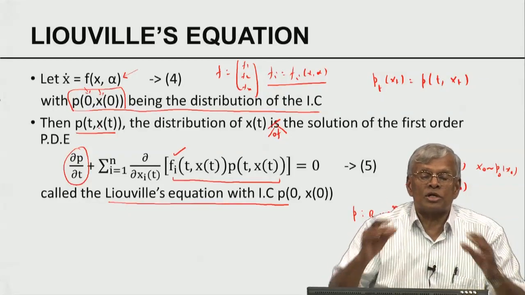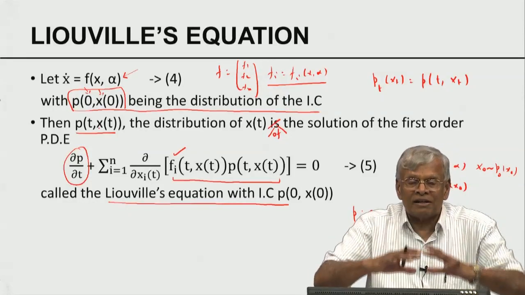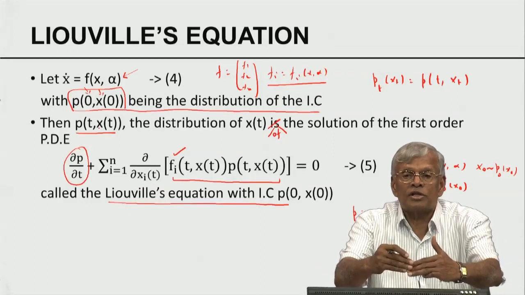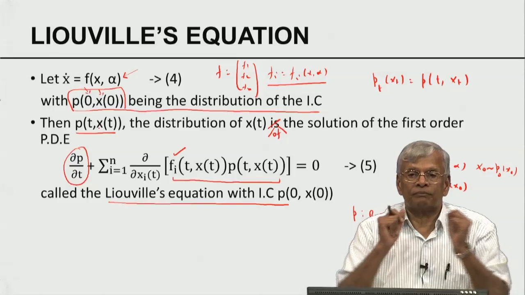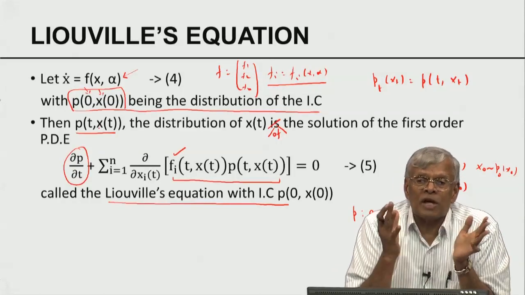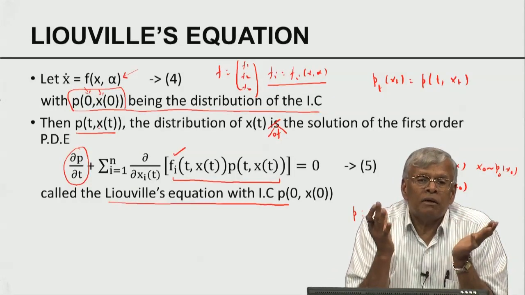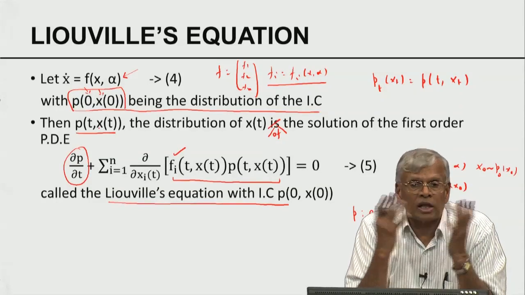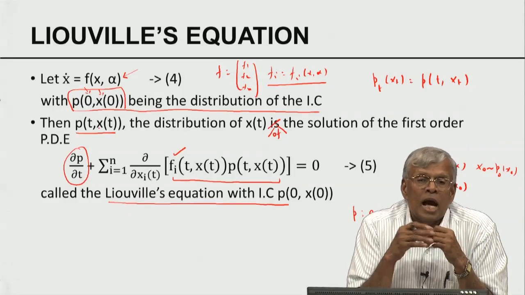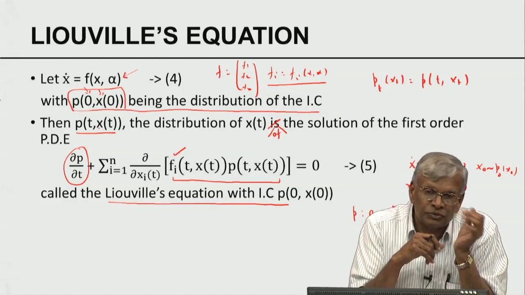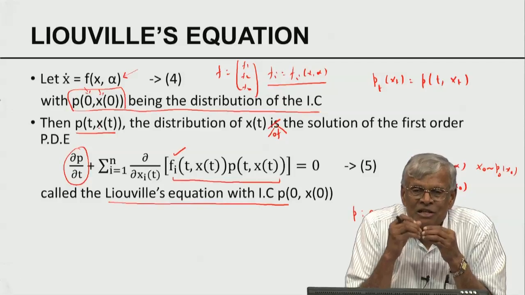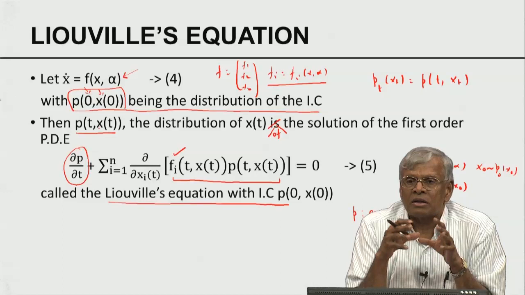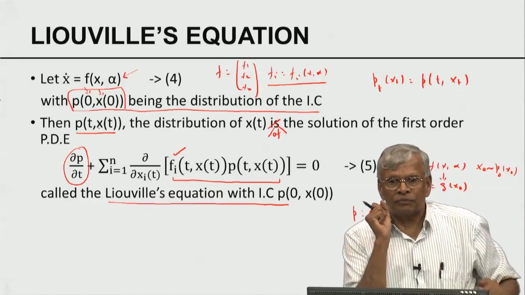So Liouville's equation is one way by which we can characterize the evolution of the probability density function of the solution of a differential equation whose initial condition is random. Suppose we are able to compute p(t, x), we know everything about x(t) then. We can compute the mean, the variance, all kinds of statistics if we want, and that could be used as the forecast product. So that's how uncertainty in the forecast within the context of stochastic dynamic systems is quantified.